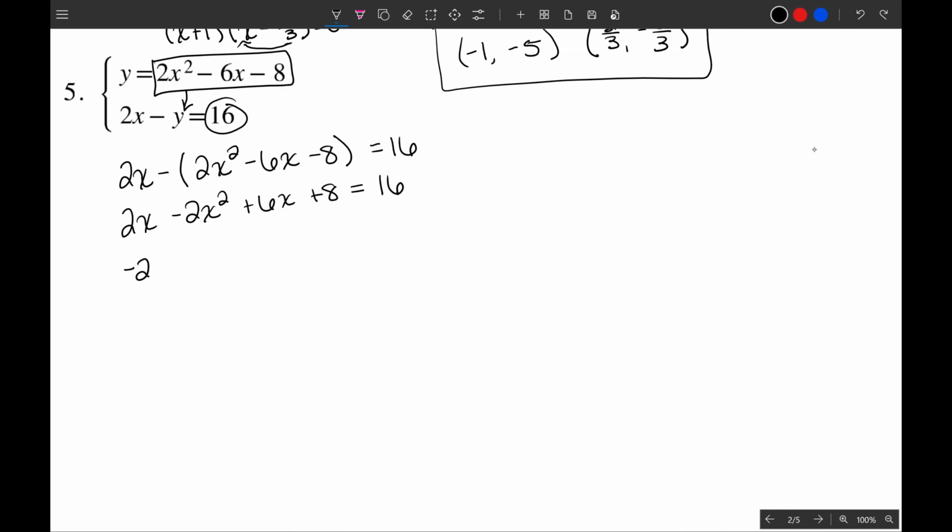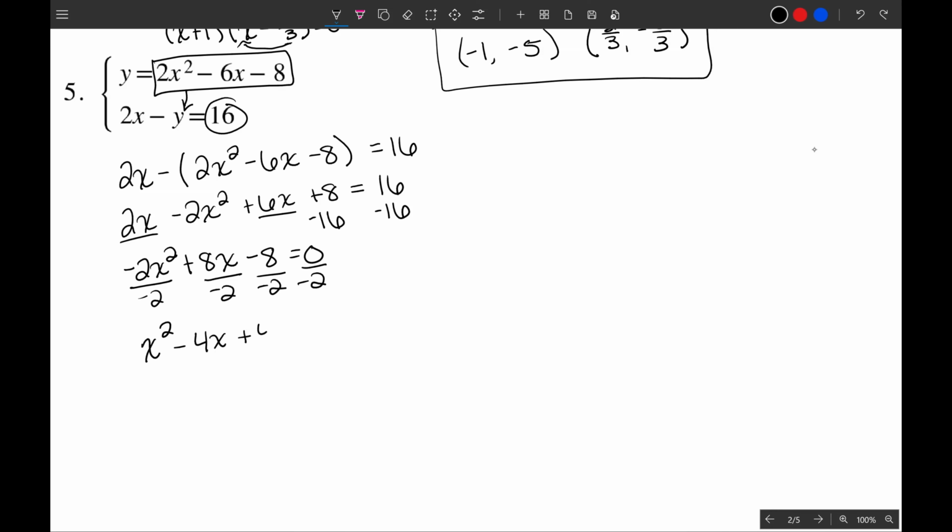Combine like terms, so I have -2x squared. 2x and 6x make 8x. And then I'm going to subtract the 16 to move it on the other side with the 8. That gives me -8 equals 0. Now I do notice that all of these will divide by 2, and I'm going to divide by -2 because I want my leading coefficient to be positive. So divide everything by -2. So I have x squared minus 4x plus 4 equals 0.